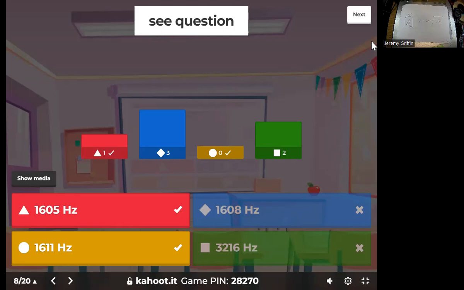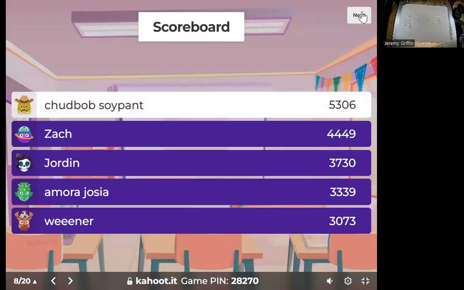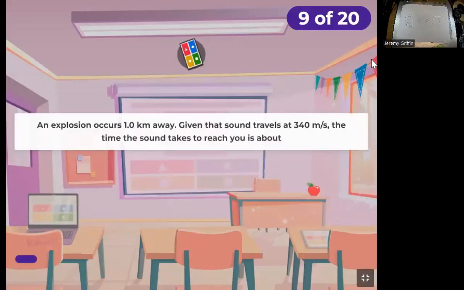You strike that with something else and you hear a beat frequency, it sounds something like that, pretty close to 3 beats per second. That's what it would sound like. So it could be either of those, because 1608 minus 1605 or 1611 minus 1608. Either one will get you there. You guys get that? Beat frequency. All right, Zach, racking up the points.